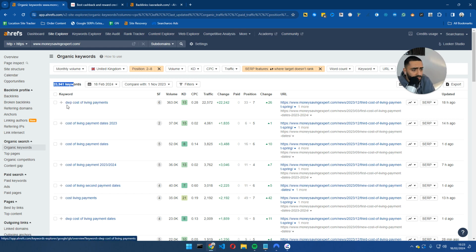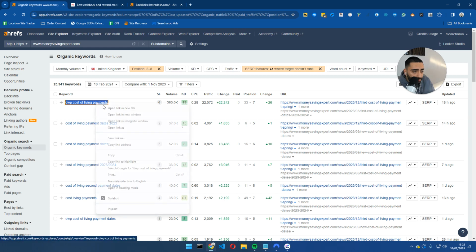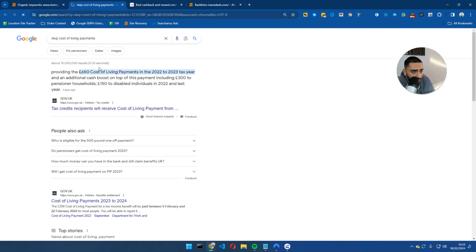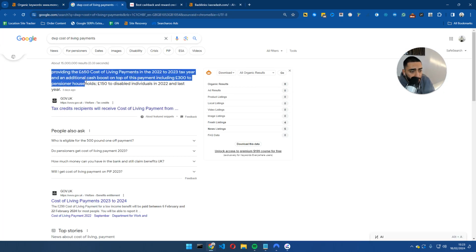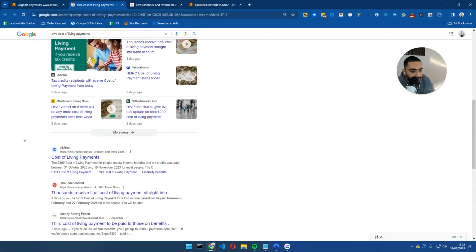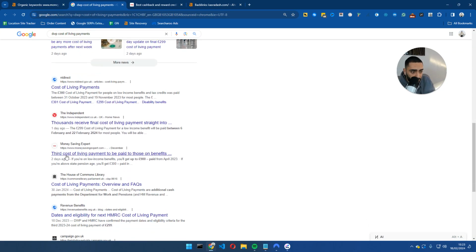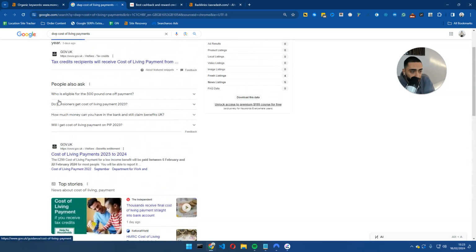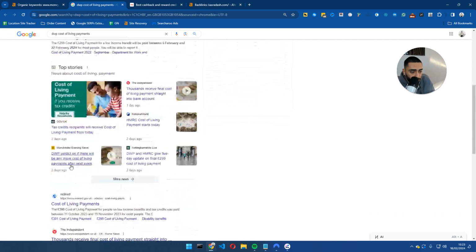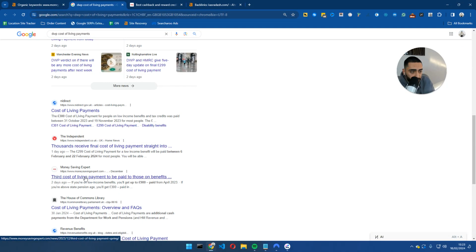So now DWP, cost of living payments, if we actually search this, as you can see here, we've got government.uk, so the government website ranking in the featured snippet, and our website, Money Saving Expert, we are position 1, 2, 3, 4, 5.